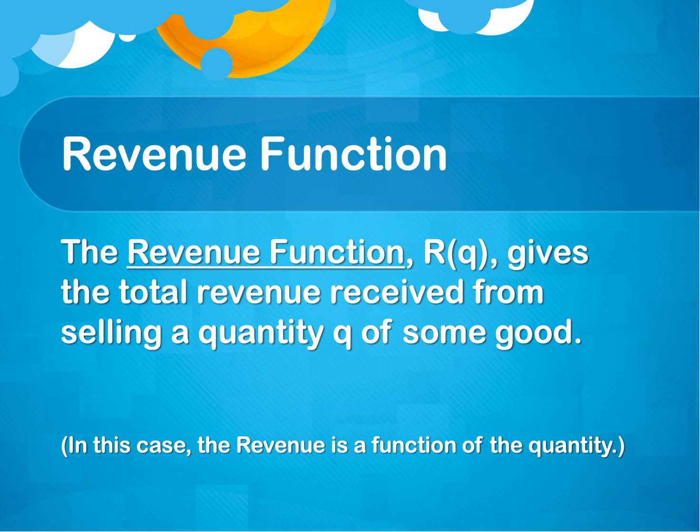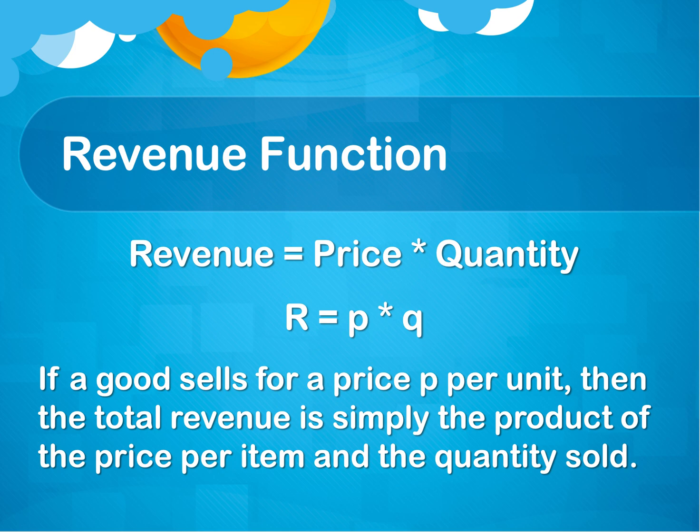Going on to the revenue function, R of Q gives the total revenue received from selling a quantity Q of some good. So in this case, the revenue also is a function of the quantity. So the input is the quantity, the output is the revenue. So revenue, in generic terms, is always going to be price times quantity. And if the price is the same for everybody and doesn't change, this can be a constant, and so you just have that being the slope, P times Q.